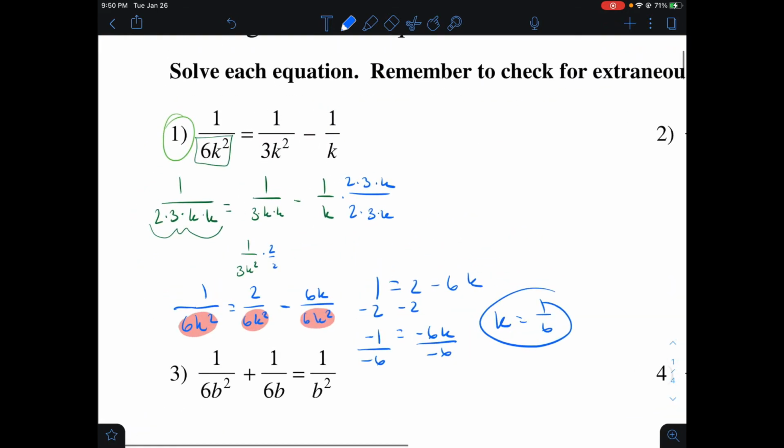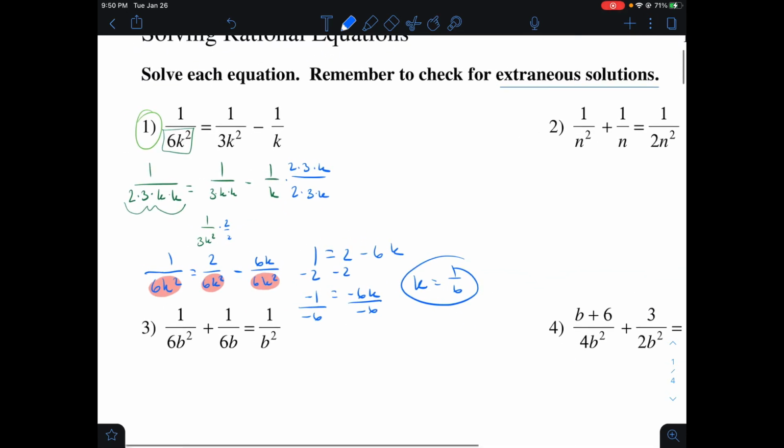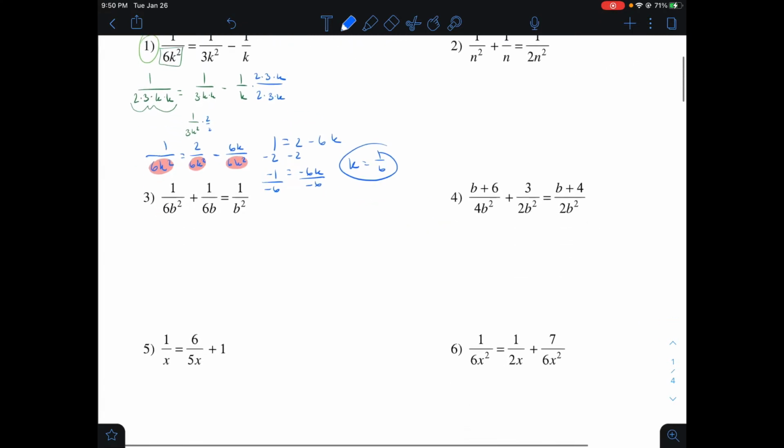Now, one thing I want to point out, there is something called extraneous solutions. What that means is you'll get something like, oh, k equals whatever, but it actually isn't a solution. Basically that happens when the number that you get causes a 0 in the denominator. So if we had gotten k equals 0, we would have ended up with 1 over 0, right? That would have been a problem. That would have been an extraneous solution. But that didn't happen, so we're good.